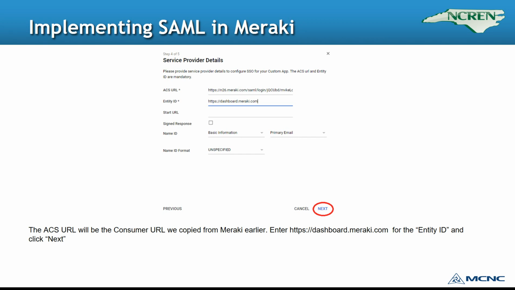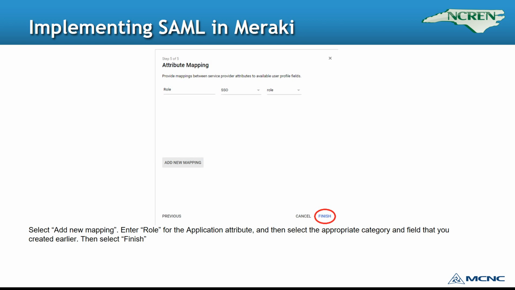And then everything else, you can just leave the defaults and hit next. So next, it'll bring you to the attribute mapping, and you want to put in that role that we created earlier in the process. For me, I put in role, and then single sign-on, and then role is the specific attribute that we created within that. And then you'll hit finished.